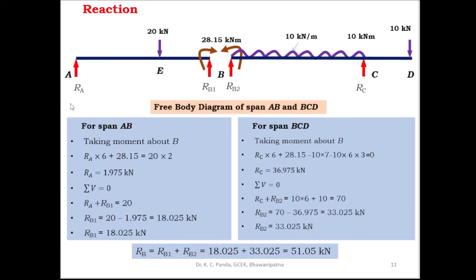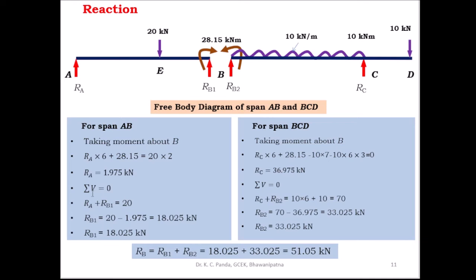You have to find the reaction at A. After knowing this reaction, take the summation of vertical force equal to 0, and then you can find the reaction at B, RB1. So first take the moment about B and find the reaction at A. That is RA into 6 plus 28.15 is equal to 20 into 2. RA into 6 is rotating clockwise, and the moment given is also clockwise. Due to this load the moment is anti-clockwise, 20 into 2. Then RA is equal to 1.975 kilonewton.